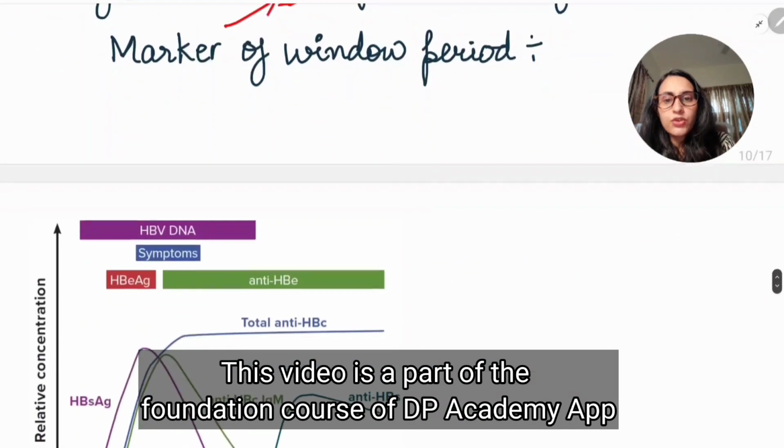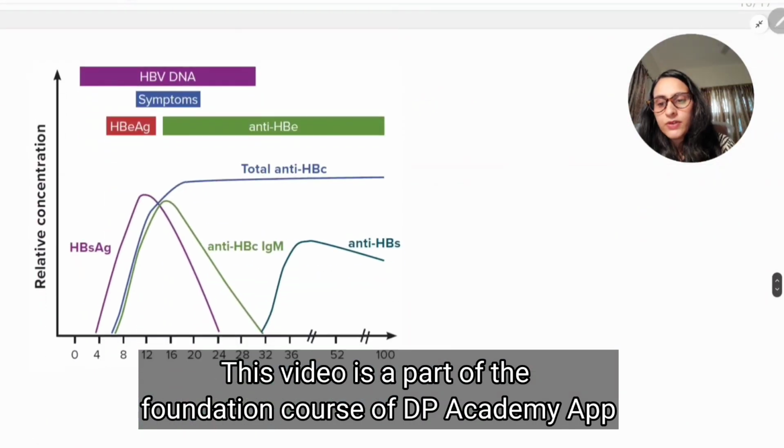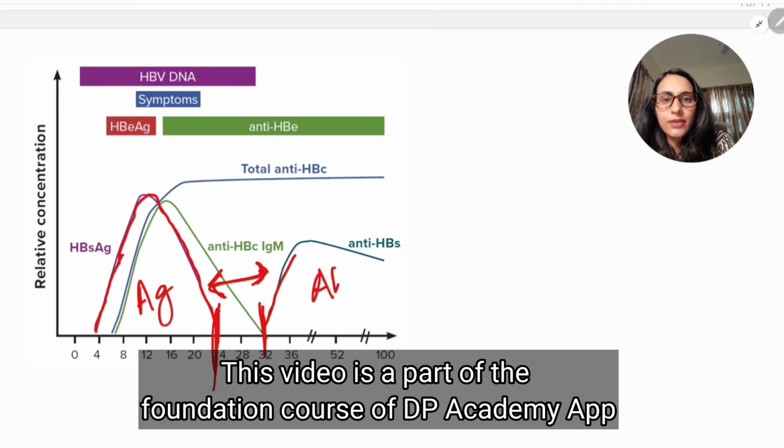So what is a marker of the window period? To understand it, first understand this: in the patient, the surface antigen goes away at this particular period, and the surface antibody comes so late. So there is a gap between the antigen and the antibody. This is antigen, HBs, and this is antibody, anti-HBs. Between the antigen and the antibody, there is a gap that is known as the window period.